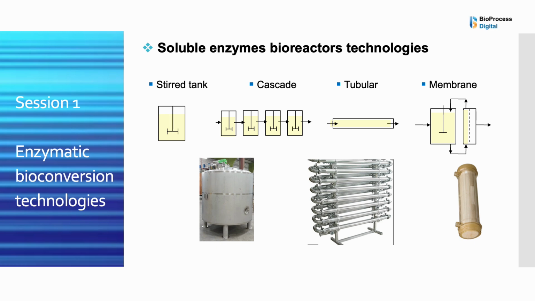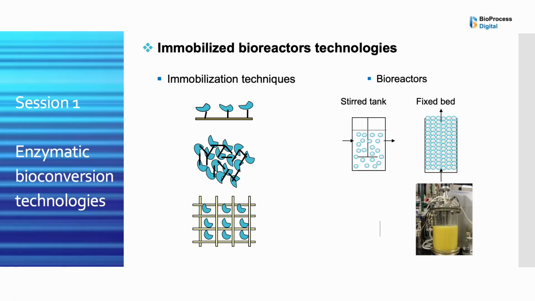The session then reviews the types of bioreactors commonly used in industrial applications. It begins with soluble enzyme bioreactors, exploring various configurations such as stirred tank reactors, cascades of stirred tanks, tubular reactors, and membrane bioreactors. The session then continues with immobilized enzyme reactor technologies. It covers key enzyme immobilization methods and examines common bioreactor configurations, including stirred tank reactors and fixed bed reactors.